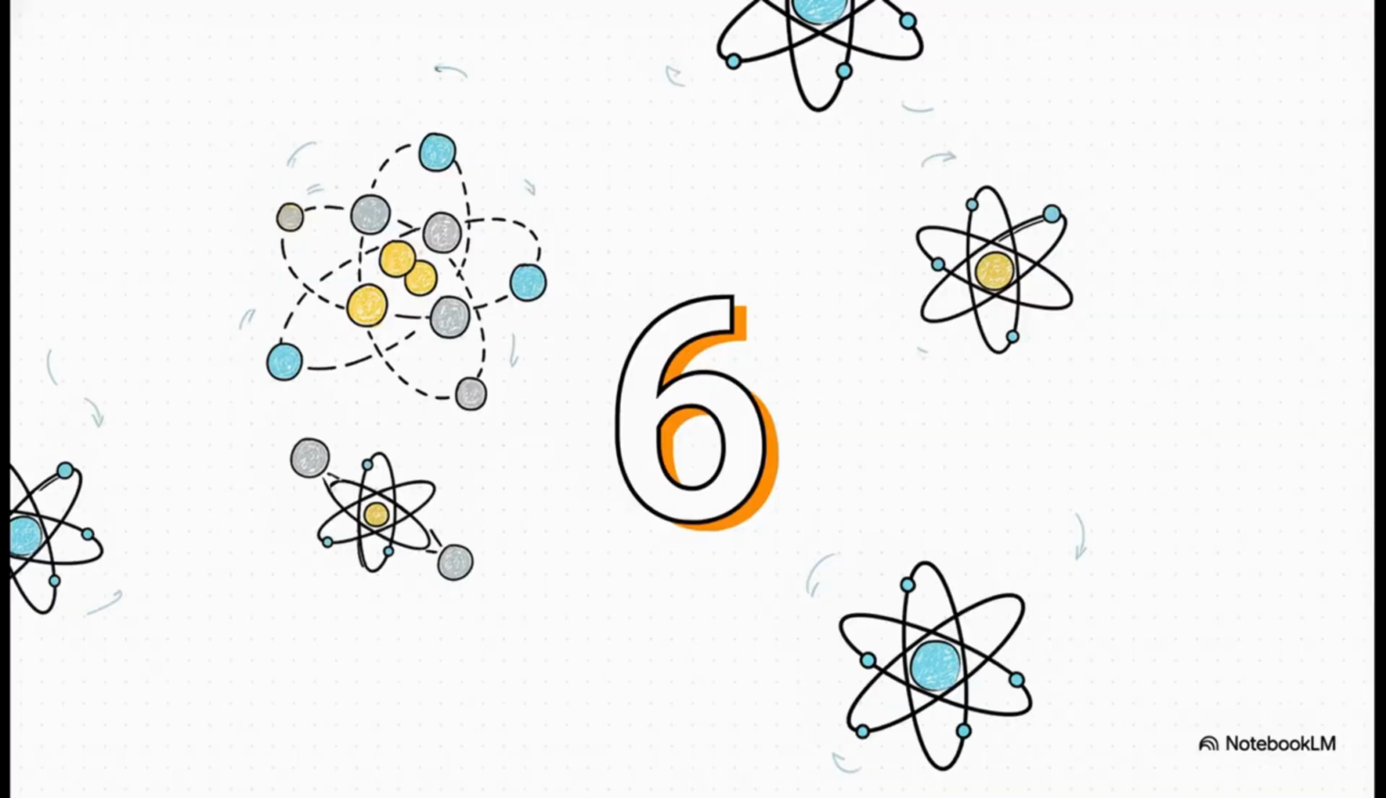For example, you always see the number 6 with carbon. That's its atomic number. That means every single carbon atom in the entire universe has exactly 6 protons. If you found an atom with 7 protons, it's not a weird version of carbon, it's nitrogen. The proton number is everything.